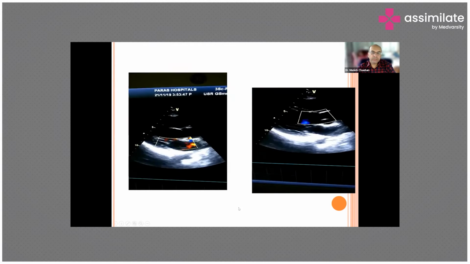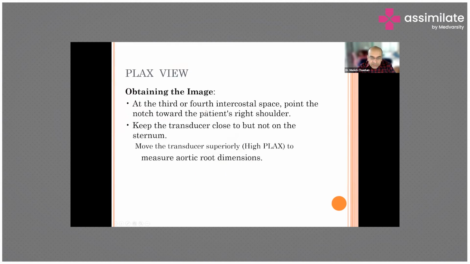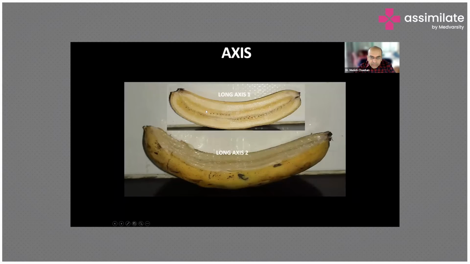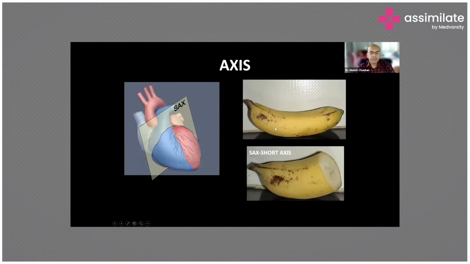So we had the 2D mode, the M mode, and the color Doppler. Then is the parasternal short axis. As you remember, I will go back to the image again. Short axis: right shoulder, 90-degree turn from the parasternal long axis, 2 o'clock short axis. And we are cutting the heart like this.